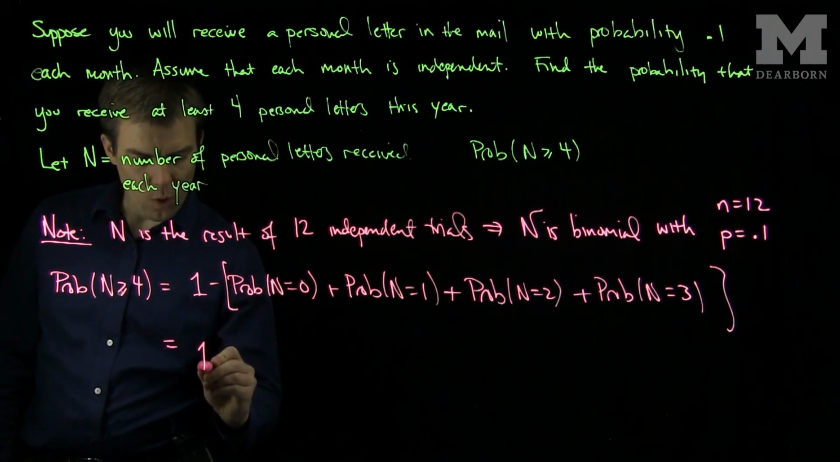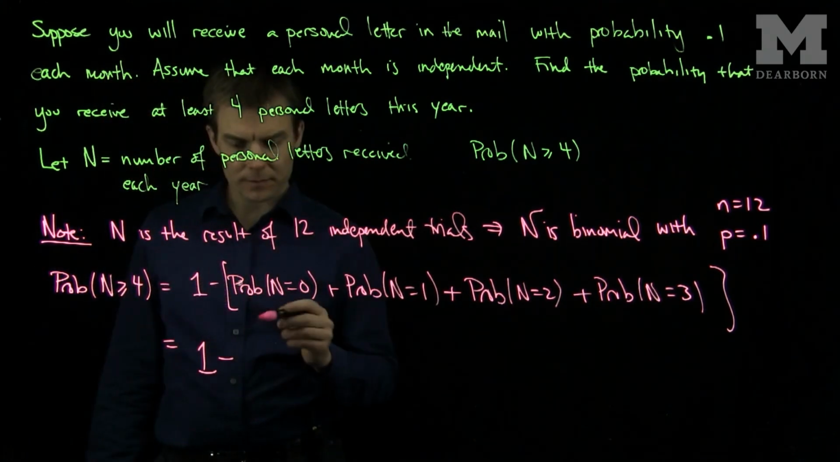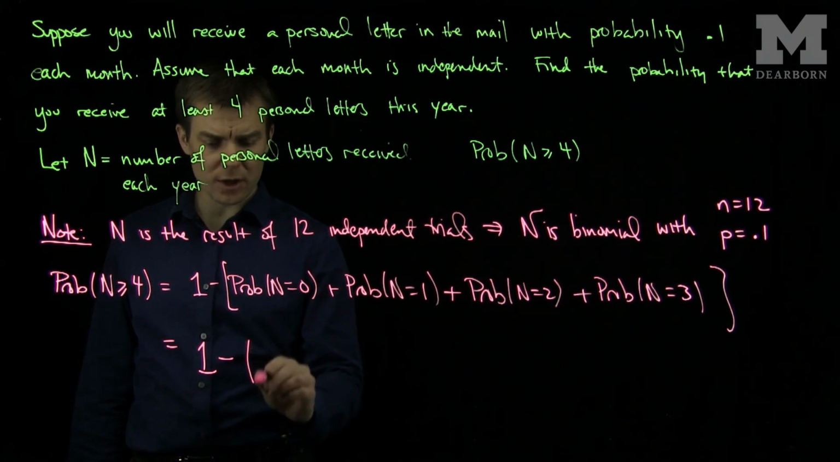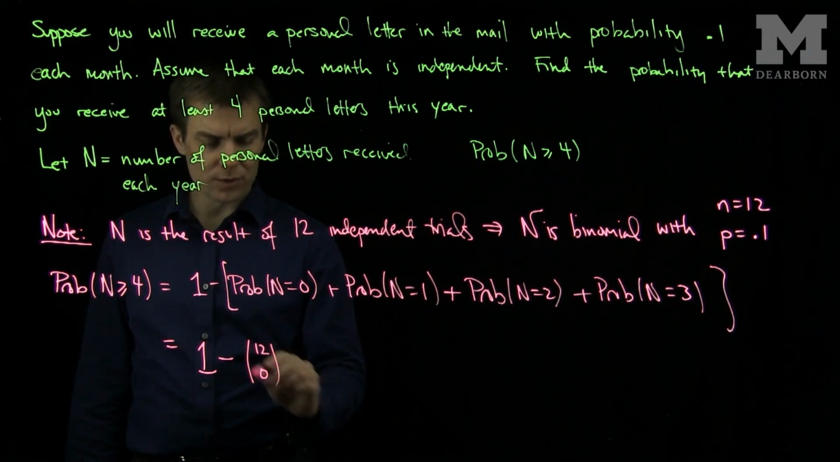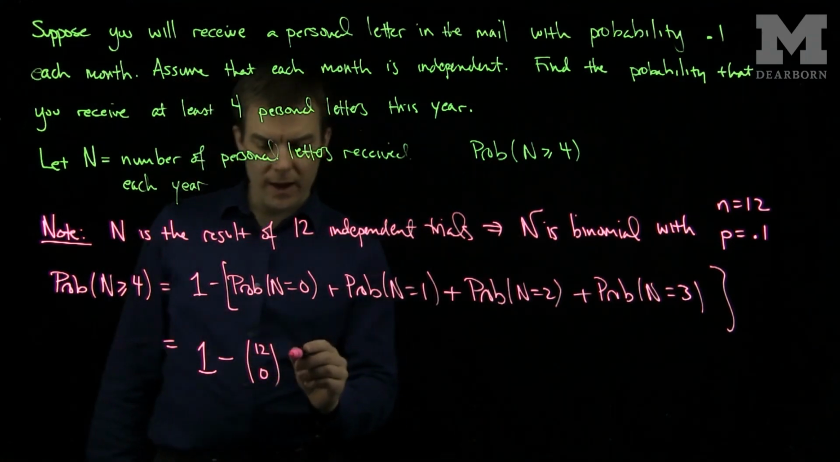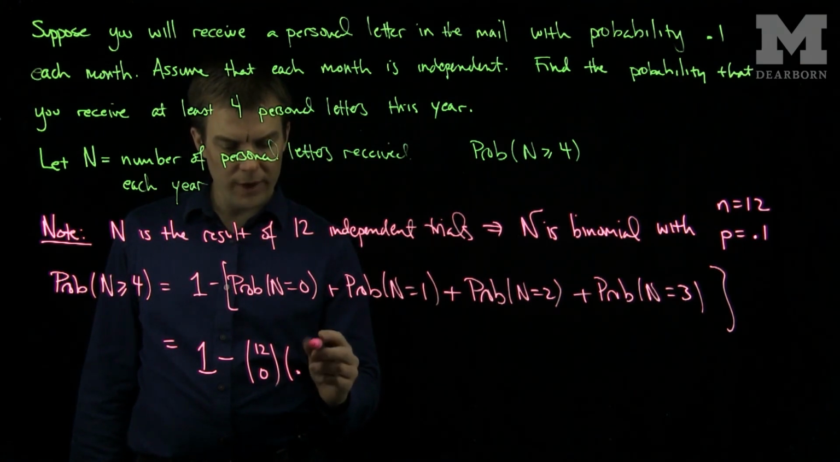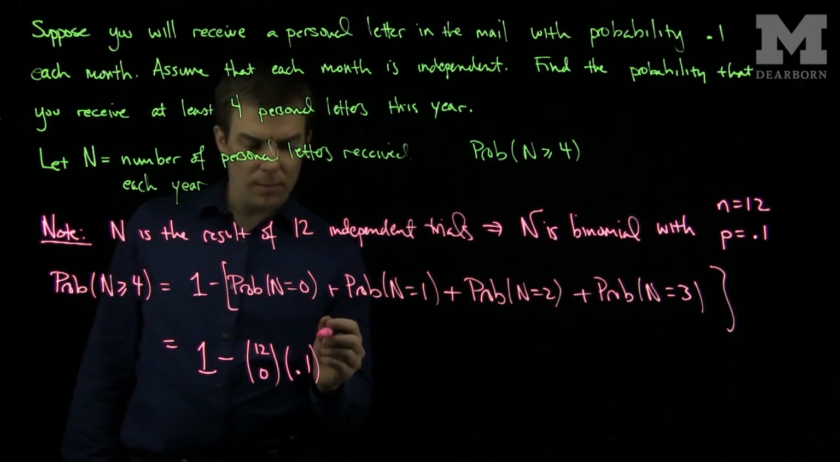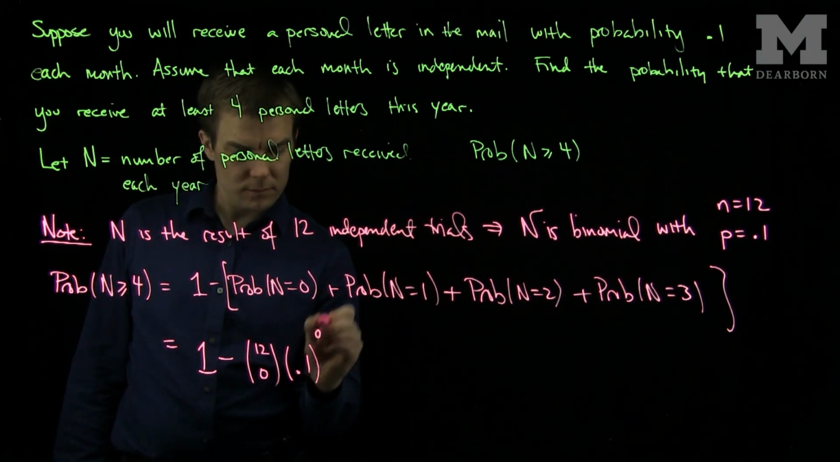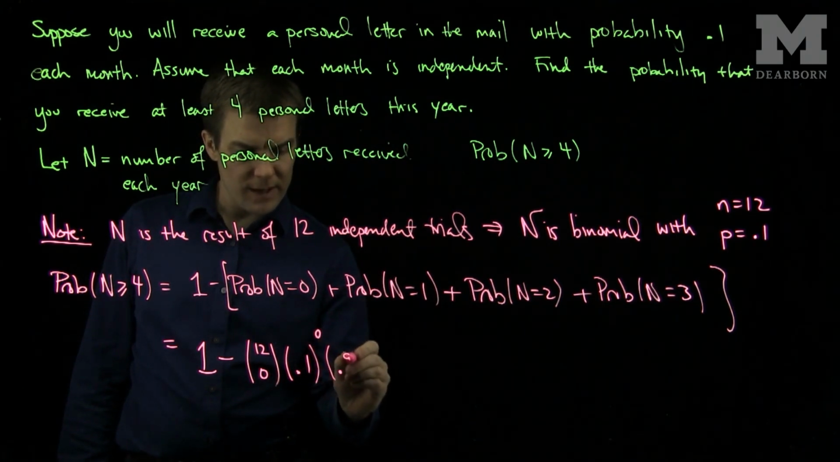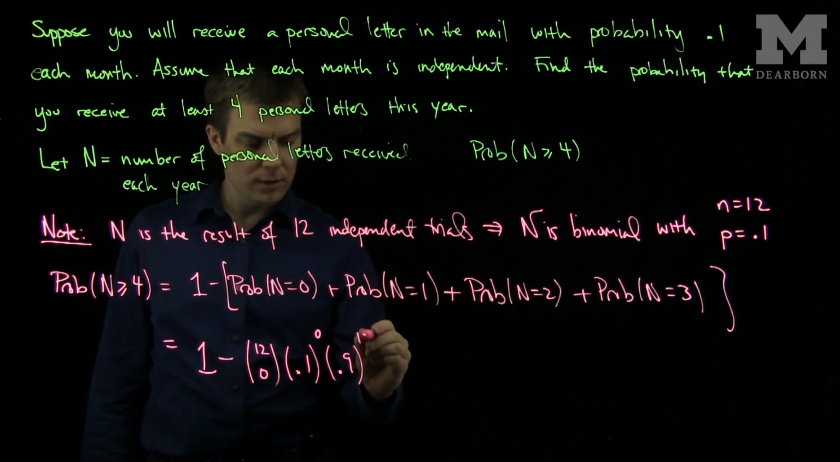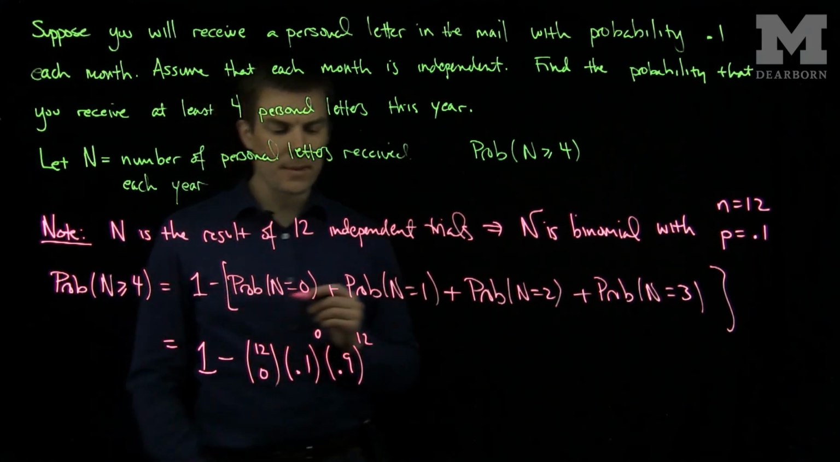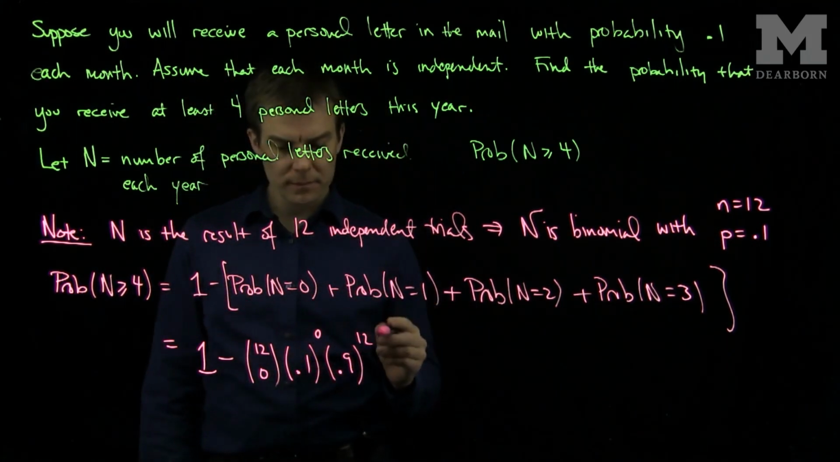This will be 1 minus the probability that n is equal to 0, which is 12 choose 0, and then I will have 0.1 to the 0 power, and then 0.9, the probability of failure, to the 12. That means I'll have 12 months of failure.